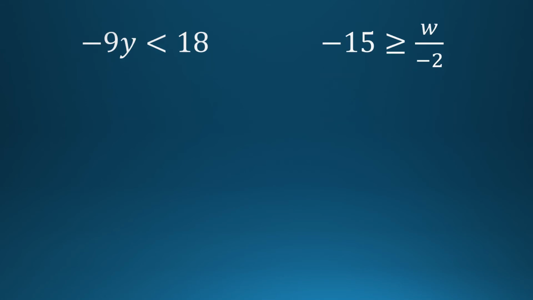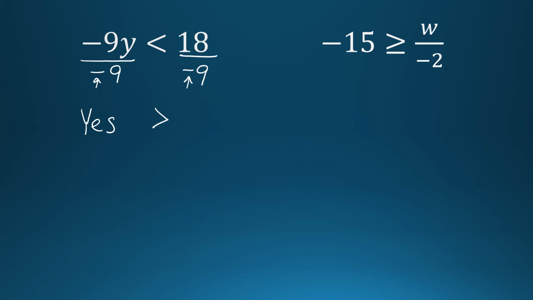Our next two examples here, we have negative 9y is less than 18. To isolate y, we would divide both sides by negative 9. And since we're dividing by a negative, yes, we want to flip the inequality symbol. And so instead of a less than symbol, it's going to turn into a greater than symbol. And that's because the 9 that we're dividing both sides by is negative.